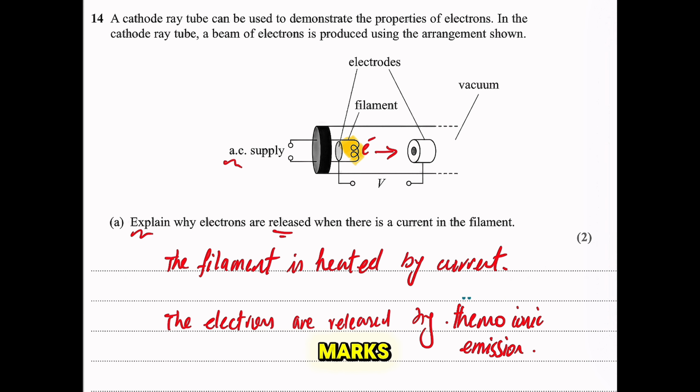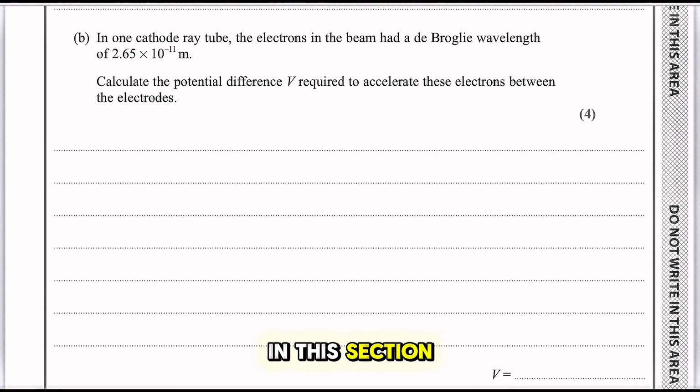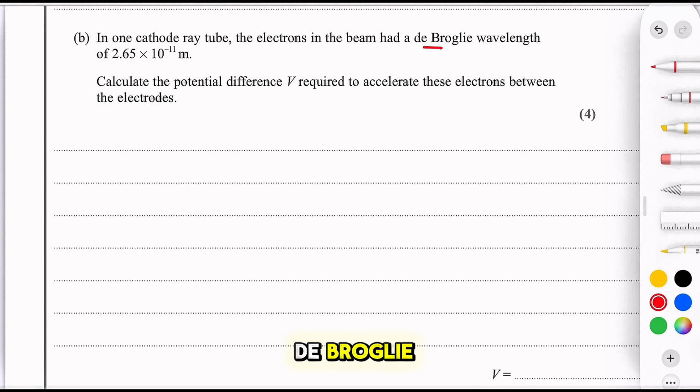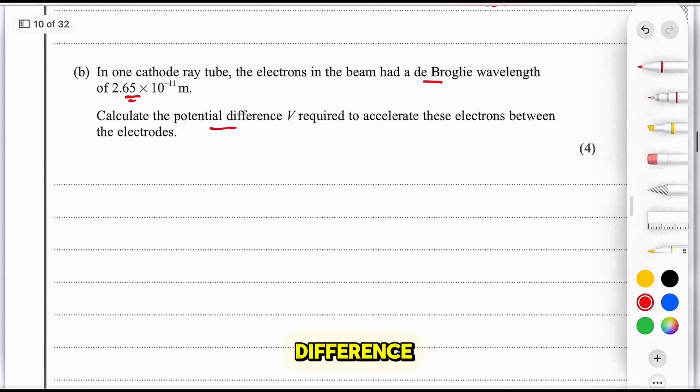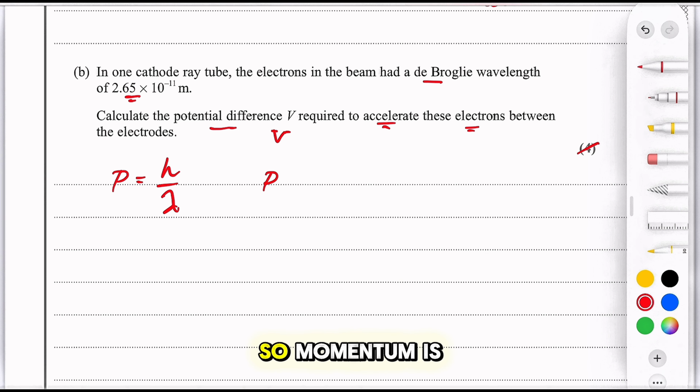I get 2 marks. In this section of the cathode ray tube, the electrons in the beam have a de Broglie wavelength. Calculate the potential difference, which is the voltage here, to accelerate the electrons. 4 marks. Firstly, I know the momentum is h over lambda, according to the de Broglie formula.